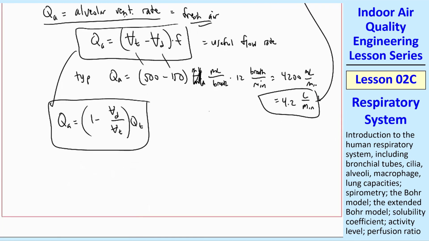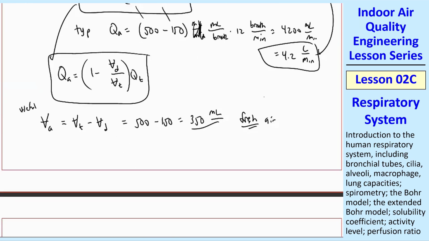So the bottom line, at rest, VA, the alveolar volume, that's useful, is VT, tidal volume, minus VD, dead space volume. So that's typically 500 minus 150, or about 350 milliliters of fresh air. That's fresh air that you breathe into your lungs.